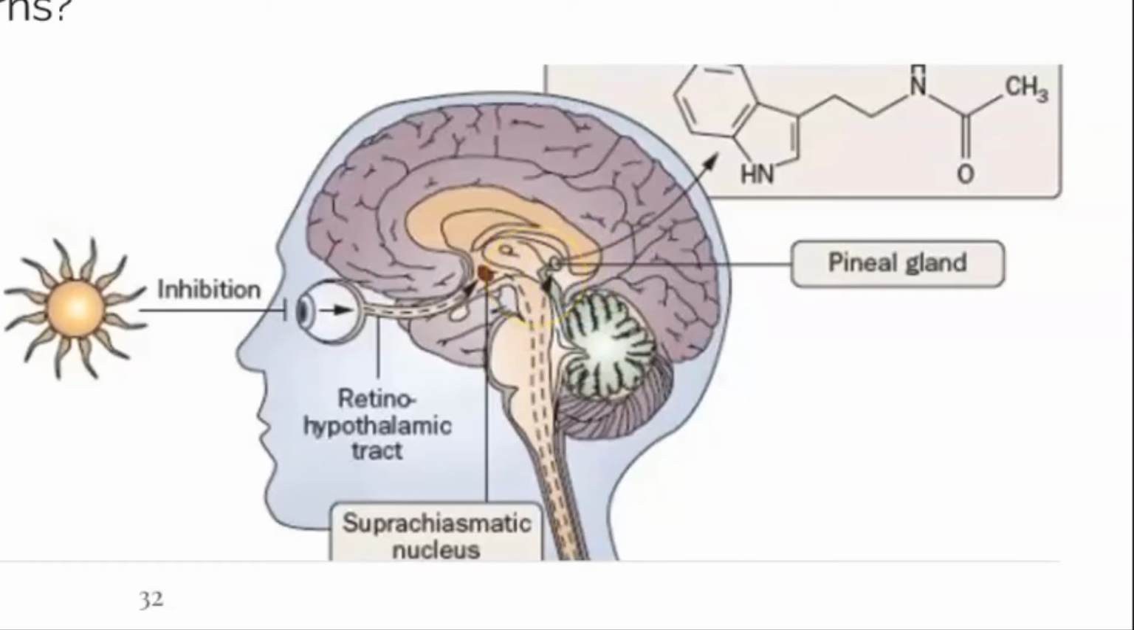And the reverse also happens. So when the sun comes up and it's broad daylight, then that sends a signal to the suprachiasmatic nucleus, or SCN, which then signals to your pineal gland that it's time to wake up. And so the pineal gland will slow down its production of melatonin.